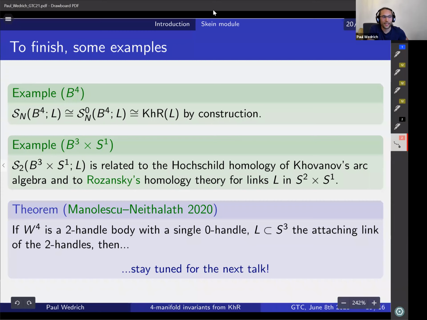Maybe the next simplest example is if we consider 3-ball times S^1 with a link in the boundary. We do expect that this is related to Rozansky's invariant for links in S^2 times S^1, although not identical. So they're probably related by a spectral sequence. And the coolest computational result about these skein modules you'll actually hear in the next talk. So I won't say much about it, except that it's about two handle bodies. And I think this is a good place to stop, and I thank you.